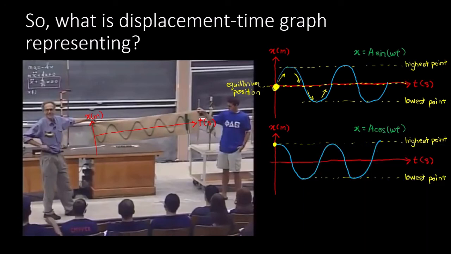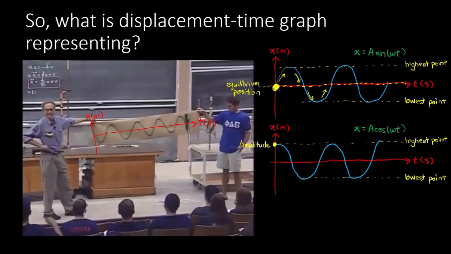Then this is a sine omega t graph and a cos omega t graph. This one starts from the highest point. It starts from the amplitude. You can also start from the negative amplitude, meaning I start from the lowest point.